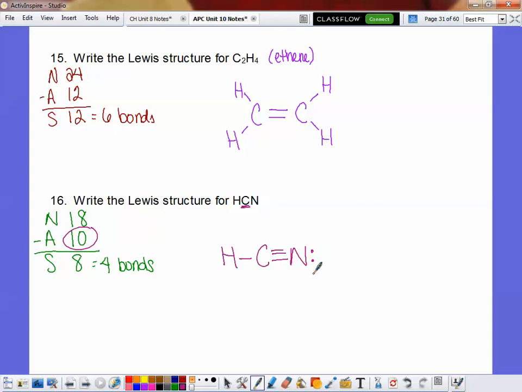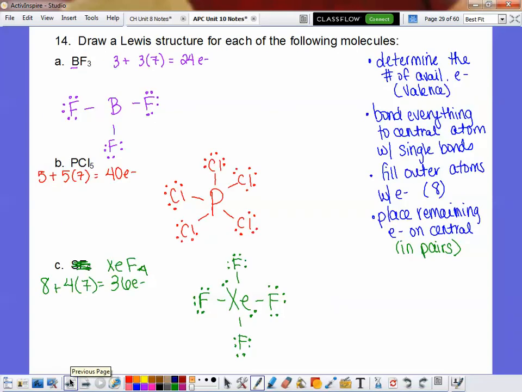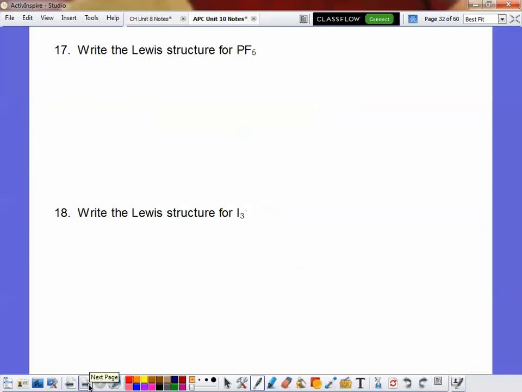2 more examples and then we'll wrap it up. The next one I want to change from PF5 to something else because PF5 is very similar to the PCl3 or PCl5 that we did back here. So it's going to be like the exact same type of example. So let me change this to NH4+. And we'll talk about what we do with that charge because it does affect this. It doesn't affect the needed, but it affects the available.